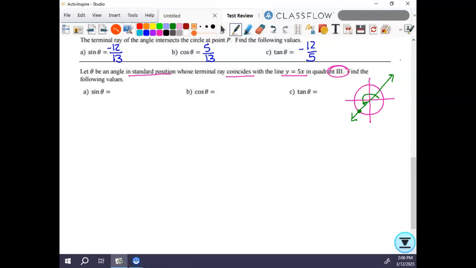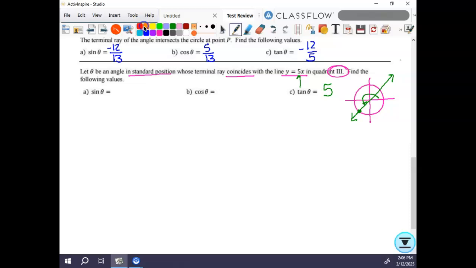Well, one of the values I know right away, because I have to make this connection, is that tangent is the slope. It is the slope of the line that intersects right there. So tangent is 5. Okay, I have to do 0 work for that. Tangent is the slope of that line. So it's not 5x, it's 5.